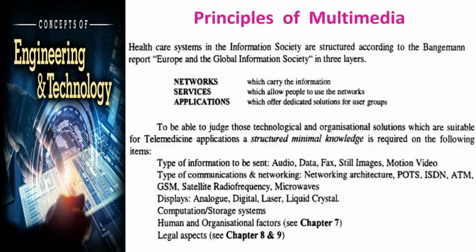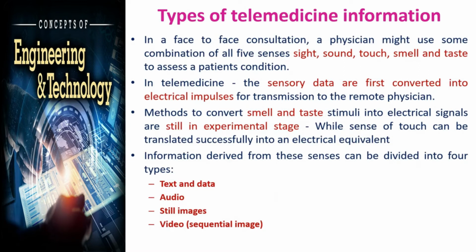Then human and organizational factors, which we'll be seeing later, and the legal aspects, which we saw in the last class also. So when you look at this kind of information, we know that now we have the information in the form of text, in the form of data, in the form of audio signal, in the form of still images, in the form of video signals. When you have this information, definitely we will be pushing all of it over the network, to send from one location to another location.